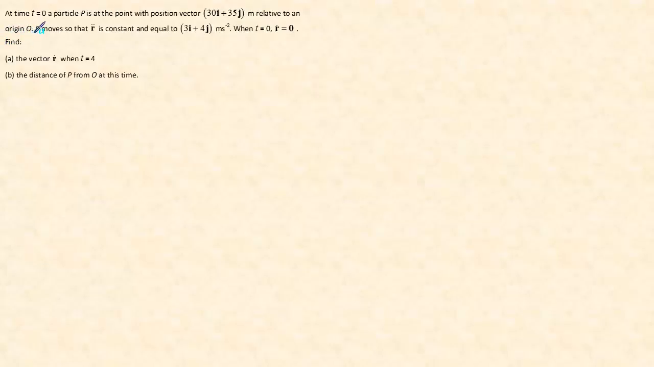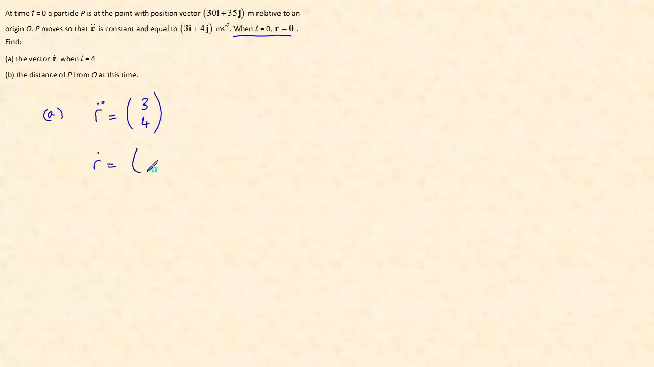At time t equals 0, a particle P is at the point with position vector 30i plus 35j meters, relative to an origin O. P moves so that r double dot is a constant and equal to 3i plus 4j. So we have r double dot is equal to (3, 4). When t is 0, r dot is 0. So in part A we want to find the vector r dot when t is 4.